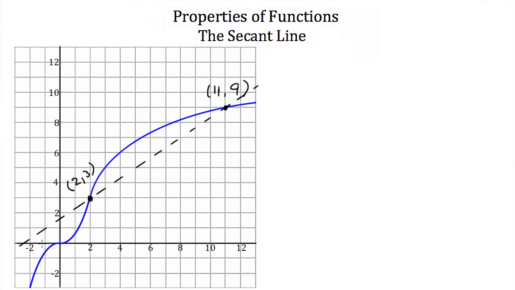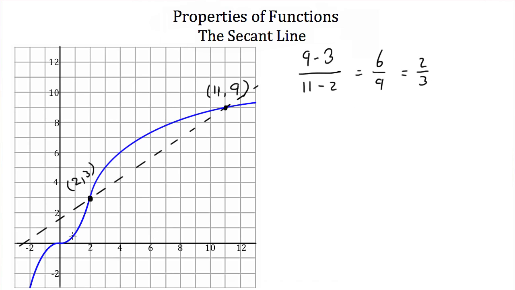And sometimes we're asked to find the equation of this secant line. The first thing that we're going to do is find the average rate of change between these 2 points, because that'll give us the slope of this line. So our change in function value, or the change in our y value, is 9 minus 3. And then the change in our x value is 11 minus 2. So this is 6 over 9, or 2/3. So the slope of this secant line is 2/3.